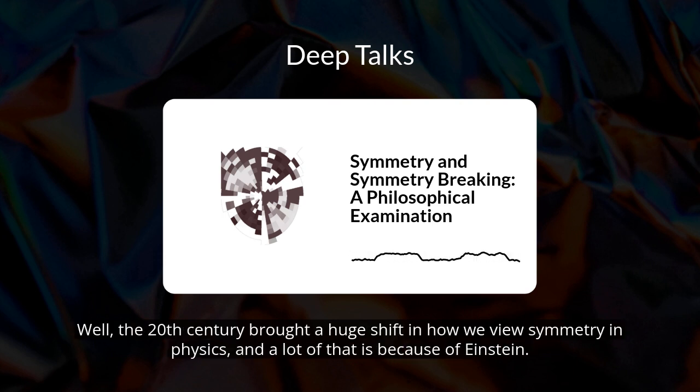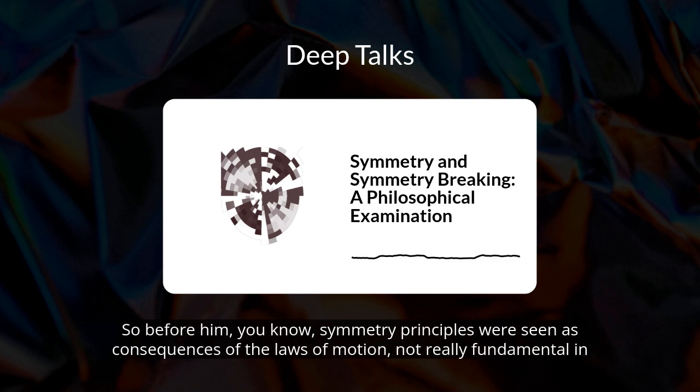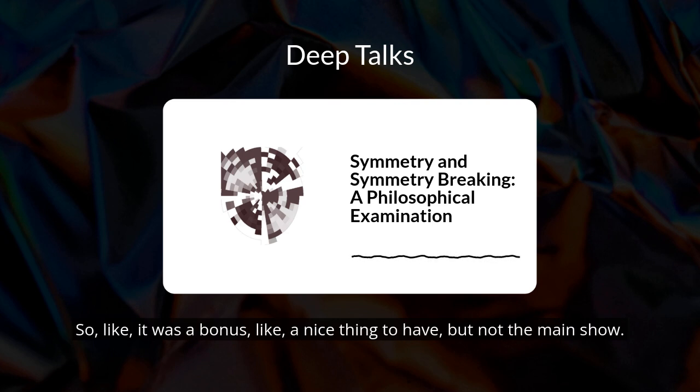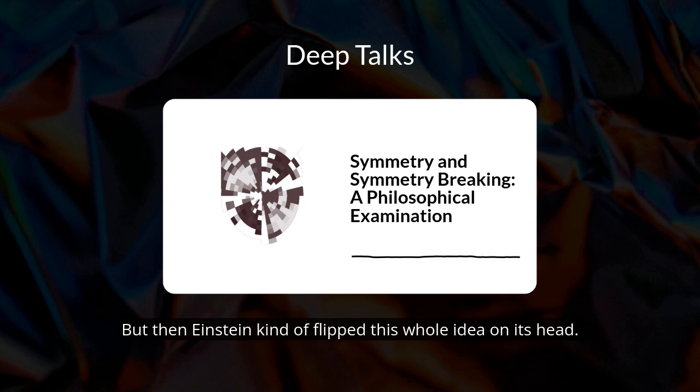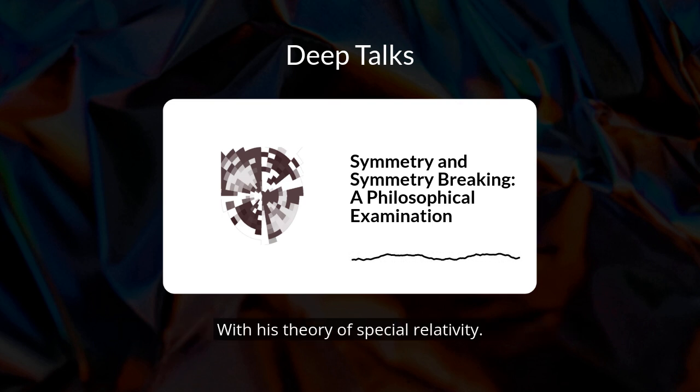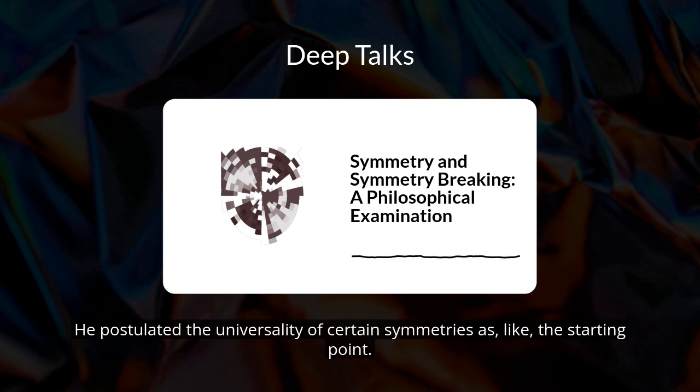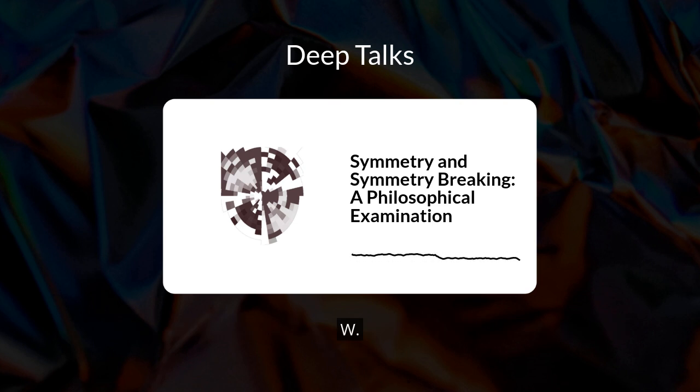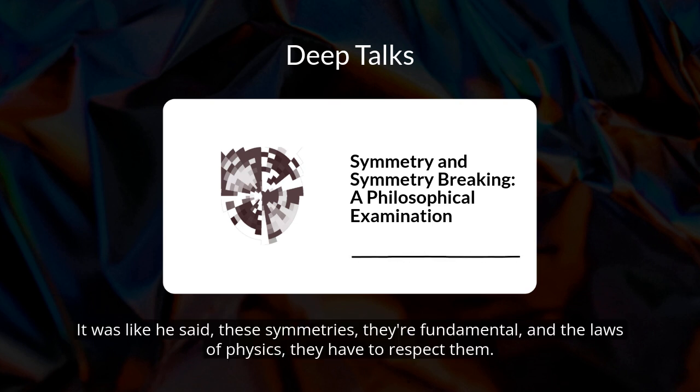Well, the 20th century brought a huge shift in how we view symmetry in physics, and a lot of that is because of Einstein. Before him, symmetry principles were seen as consequences of the laws of motion, not really fundamental in themselves. So it was like a bonus, a nice thing to have, but not the main show. Exactly. But then Einstein flipped this whole idea on its head. With his theory of special relativity, he postulated the universality of certain symmetries as the starting point. It was like he said, these symmetries are fundamental, and the laws of physics have to respect them.